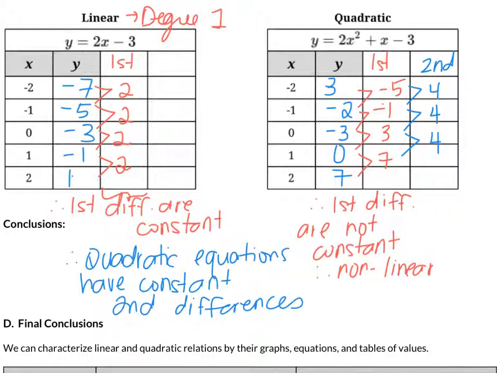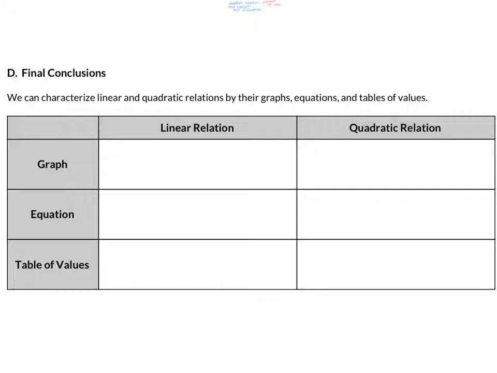Okay, but for a quadratic function, you must have constant second differences. So degree of 2, second differences are constant. Degree of 1, so linear, first differences are constant. So in summary, the graph of a linear relation is a straight line. And the graph of a quadratic relation is a curved line that has a special name. It's called a parabola.